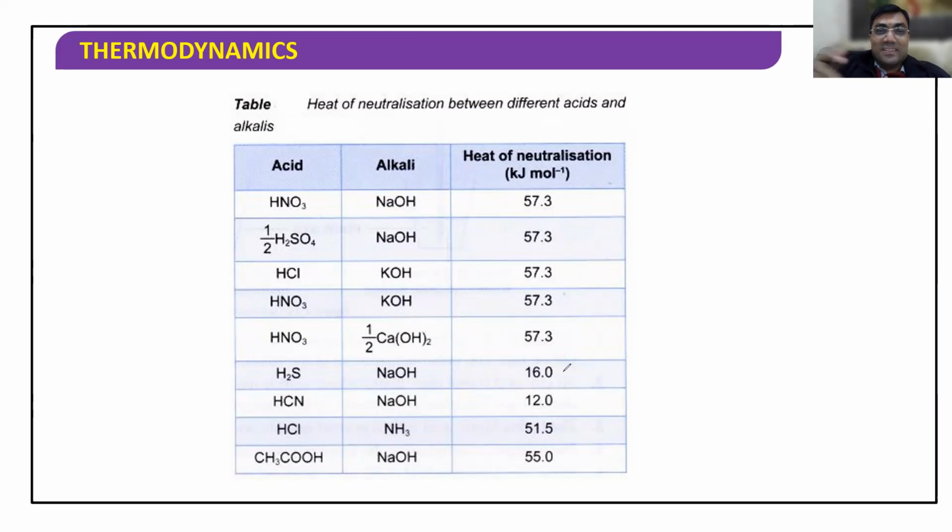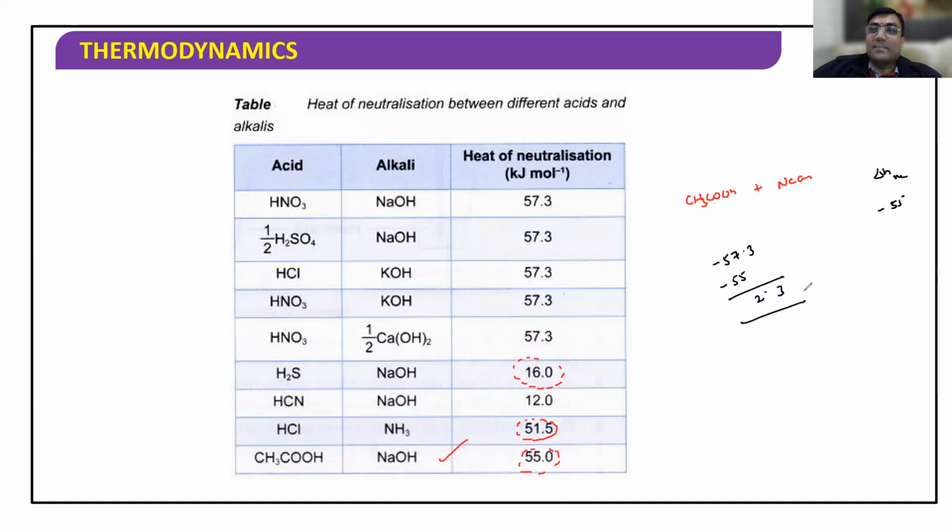Listen carefully. Now, here how much is coming? 16? Very less is coming, no? So let us see why. Shall we take this one, acetic acid and NaOH? CH3COOH plus NaOH. So, how much is coming? Delta H neutralization is given only minus 55. Let us see how to answer this. Very simple. Listen carefully. Actually, how much should we get? 57. How much did you get? 55. What is the difference? 2.3. Very good.